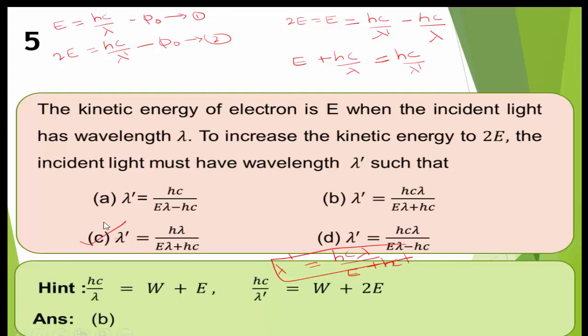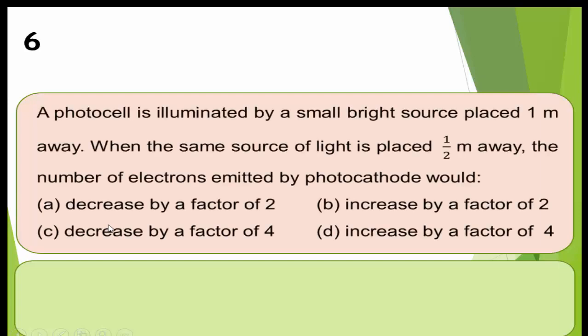Next question is question number 6. A photo cell is illuminated by a small bright source placed 1 meter away, and the same source of light is placed 1.2 meter away. The number of electrons emitted by the photocathode. Here we know the formula: I is proportional to 1 by r square, and I is directly proportional to n.